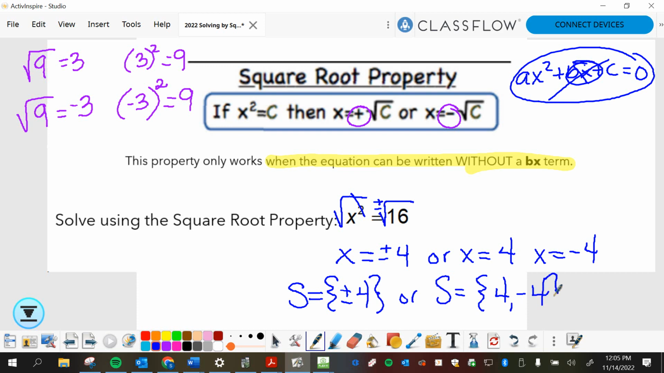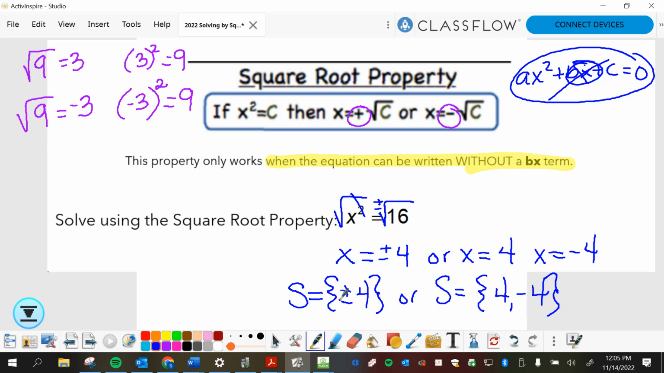And I will tell you, when you are writing them, like on a paper, like on a quiz or a test, you probably want to do the plus or minus because it's shorter, less writing. But when you're typing in answers, like in Desmos, like you'll do in a few minutes, it's going to ask you to separate those answers. So you're going to have to actually type the positive and then type the negative. Okay?